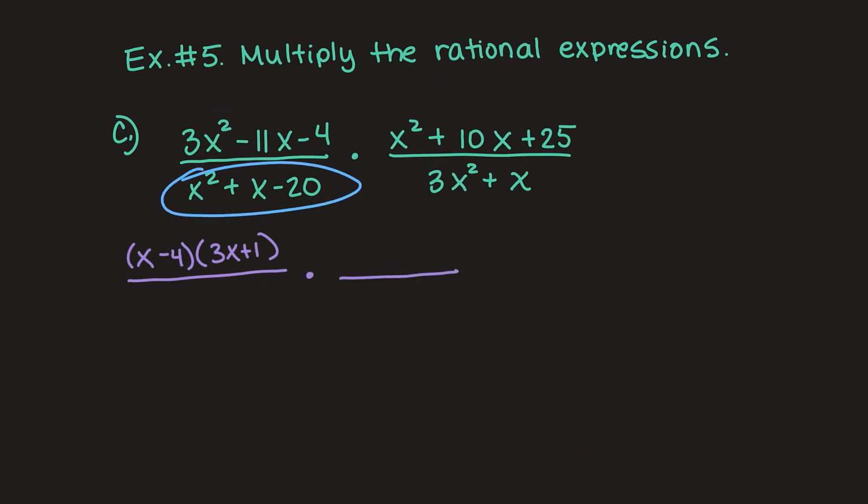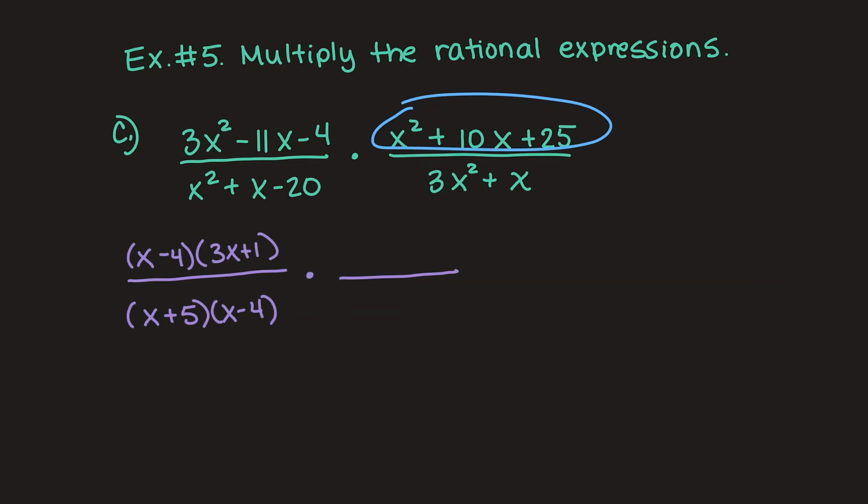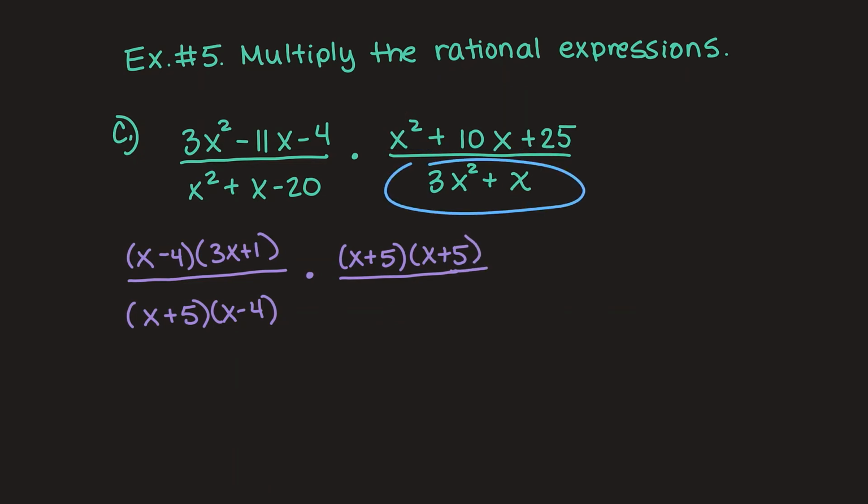To factor this denominator, we can use the shortcut approach, and this will factor to x plus 5 times x minus 4. To factor this numerator, we can also use the shortcut approach. This will factor to x plus 5 times x plus 5. And then finally, for this denominator, we can factor out a GCF of x.